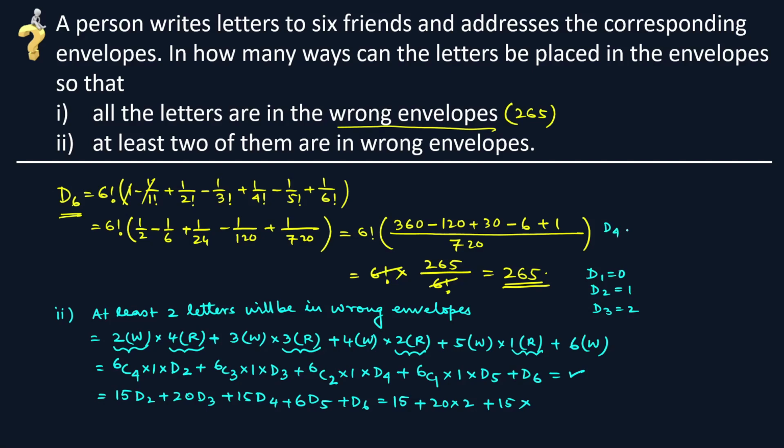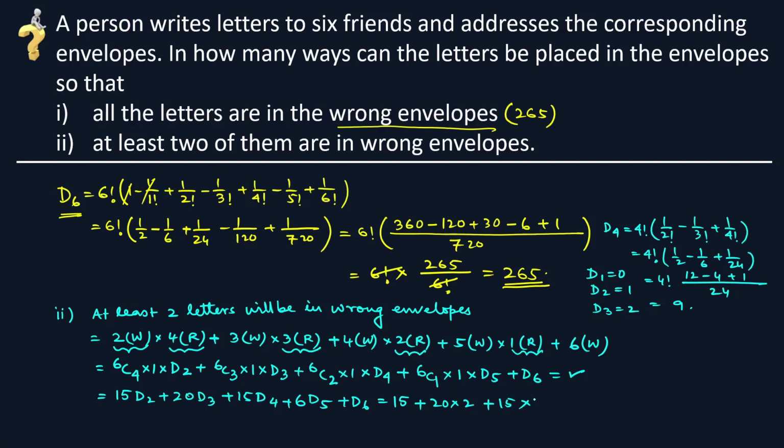What is D4? Factorial 4, 1 by factorial 2. I am writing it from 1 by factorial 2 because 1 minus 1 by factorial 1 gets cancelled. 1 by factorial 3, 1 by factorial 4. So that gives us factorial 4 into 1 by 6, 1 by 24. So factorial 4, 24 is here, 12, 24 plus 1. So it is basically 9. Am I correct?